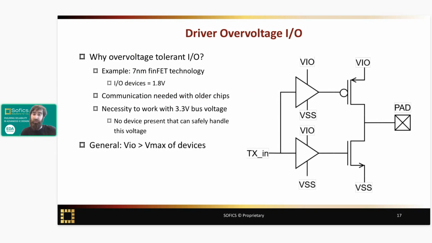Let's talk about an overvoltage tolerant I/O. What is it? It is an I/O where the supply voltage is higher than the maximum allowed voltage on the separate devices, so on the different MOSFETs inside of the design. For example, in 7 nanometer FinFET technologies, the I/O devices can handle 1.8 volt. But what happens if this 7 nanometer chip wants to talk to a 65 nanometer chip, for example, which uses 3.3 volt I/O voltage? Either you don't, or you make an overvoltage tolerant I/O, which in this 7 nanometer technology still makes use of a 3.3 volt I/O voltage.